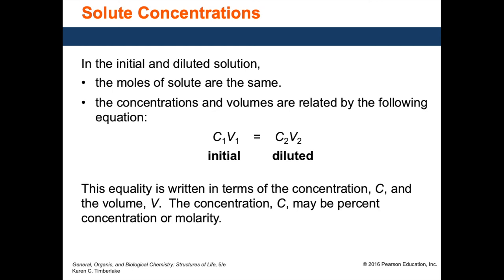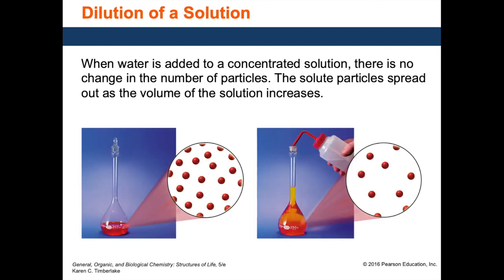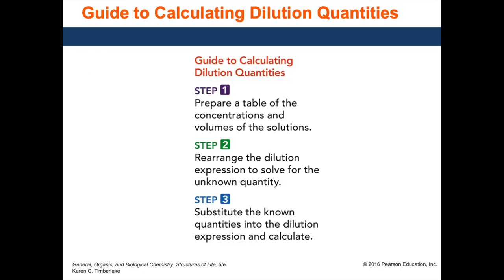So if you have a concentrated solution, we'll call that solution 1. Its concentration and volume is C1 and V1. And that's going to equal C2 times V2, which is your dilute solution. All right, so essentially, if you have 3 of these 4 variables, you can solve for the missing fourth. So basically as you increase the volume, the concentration will decrease, but that ratio of volume times concentration will stay the same.